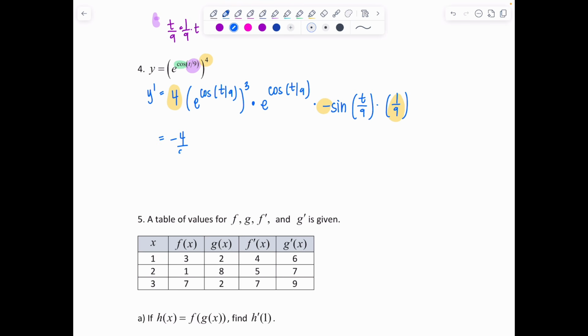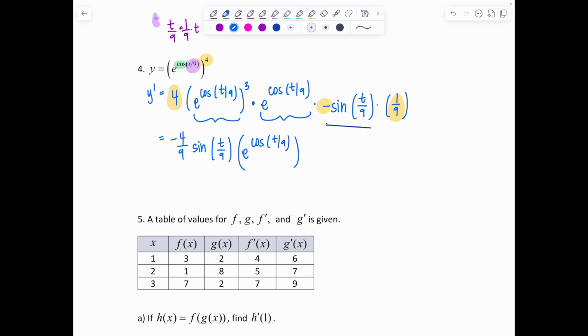And then notice here, I have 3 factors, right? E cosine t over 9. And here's a fourth one. I've got 4 of them. Oh, and then I have just one of the sine of t over 9s. So sine of t over 9, I'll put you here because you're all by your lonesome. And then we've got e to the cosine of t over 9 to the 4th.